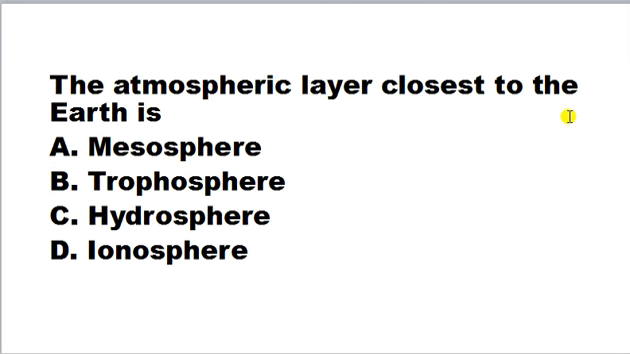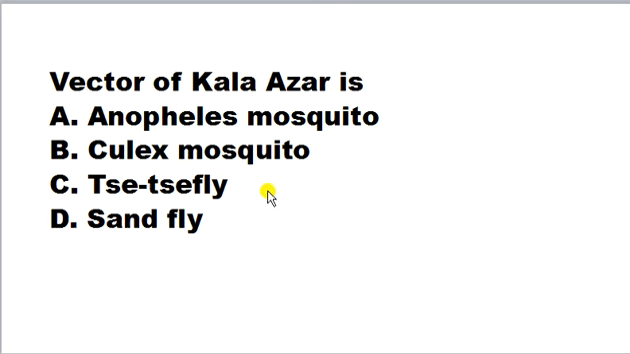The atmospheric layer closest to the Earth is mesosphere, troposphere, hydrosphere, ionosphere. So correct answer is B. Troposphere is the atmospheric layer that is closest to the Earth, and it is 7 to 20 km in thickness, and this comprises almost half of the atmosphere of the Earth. Vector of Kala Azar is Anopheles mosquito, Culex mosquitoes, tsetse fly, sandfly. So correct answer is D. Sandfly is a small insect that is a vector of Kala Azar.